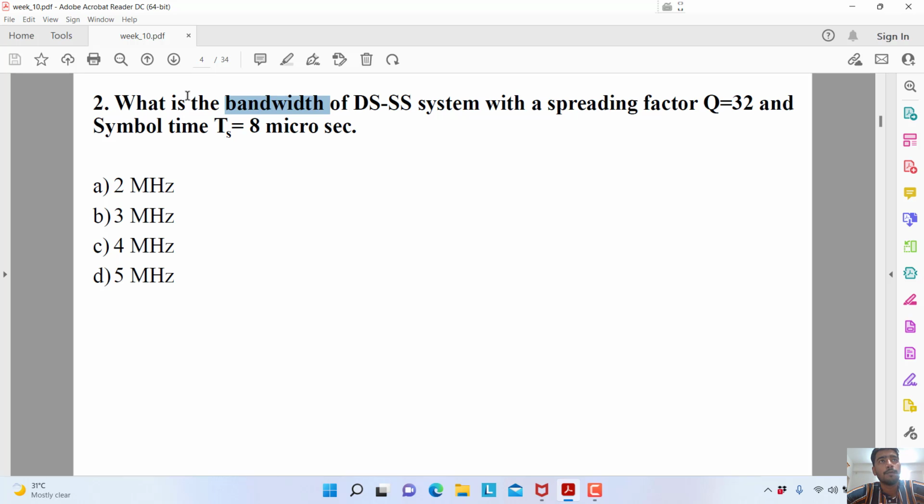Again I am repeating this question. What is the bandwidth of a DSSS system with a spreading factor Q equal to 32 and the symbol time is 8 microsecond? If anyone got the answer, can comment.